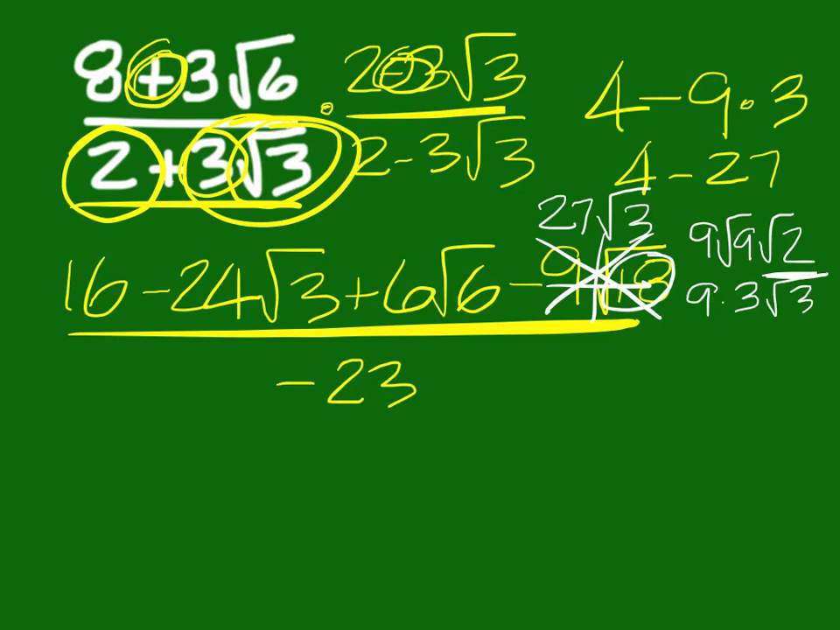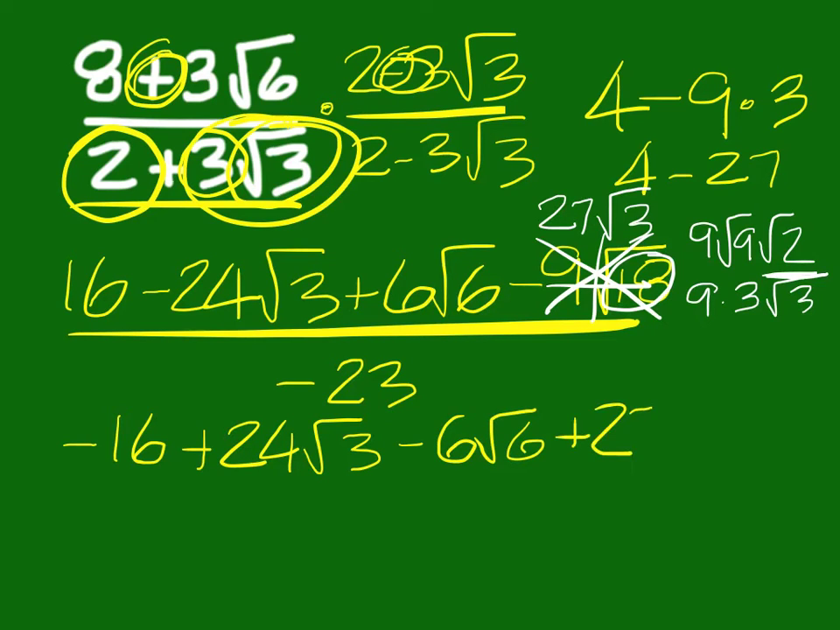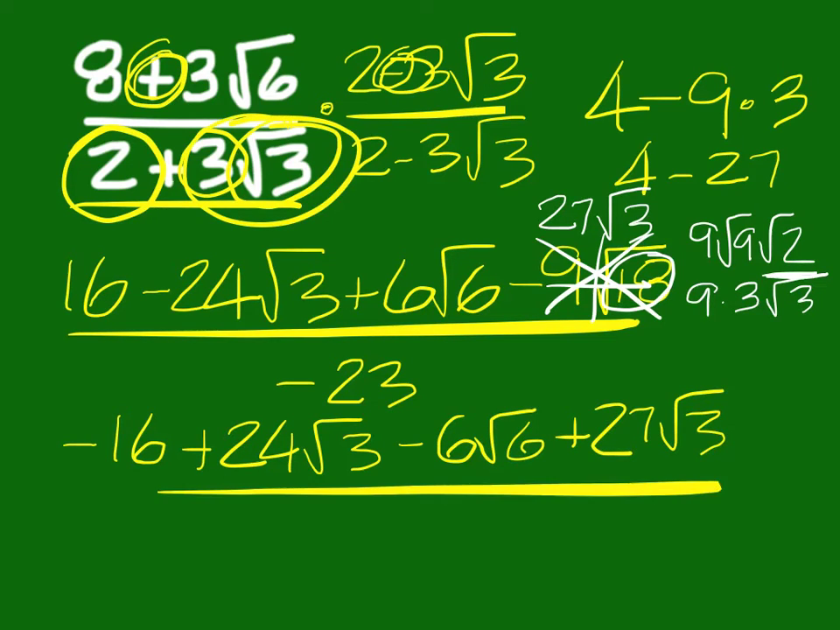Now look at this. 16, 24, 6, 27, and negative 23. There's nothing that comes out of all of them but 1, so you can't do that. But you have to get rid of the negative sign. So change the sign of everything in the problem, top and bottom. And this will be your final answer.